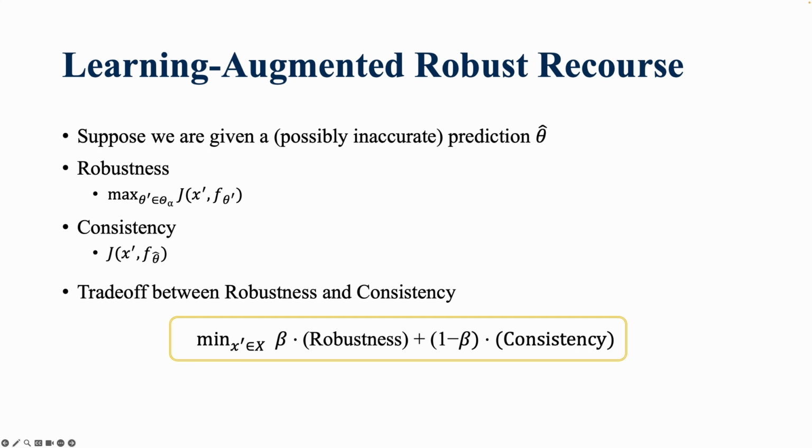So returning to our example with Alice, suppose we do receive a prediction about how the bank's model might change, and this prediction could be highly inaccurate. How can we make use of it?